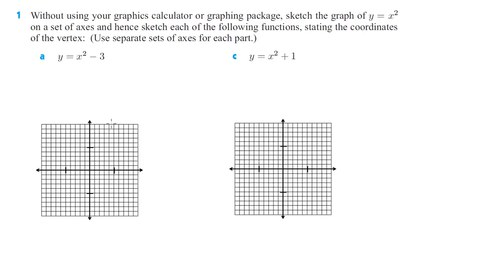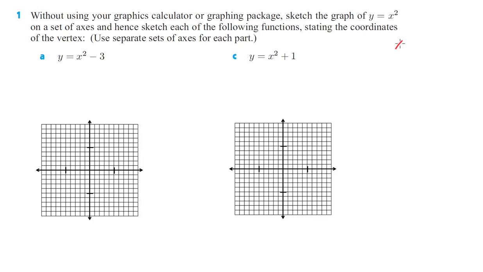Okay, so the first one says, without using your graphing calculator, sketch the graph of y equals x squared on a set of axes and hence sketch each of the following functions, stating the coordinates of the vertex. So they really want us to start with y equals x squared. We call that the parent graph. That's what it's really starting out as.